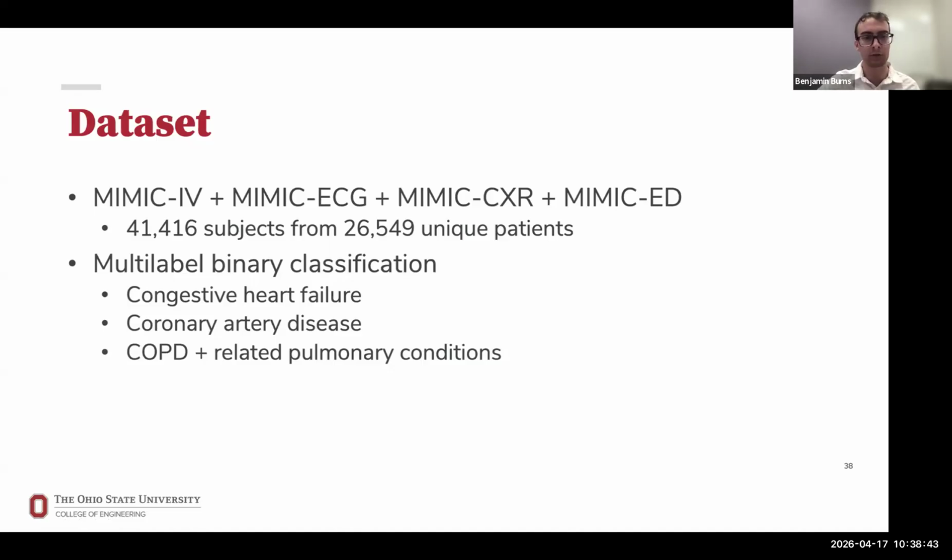And the task we are performing is multi-label binary classification, where each of these labels that we could be predicting are congestive heart failure, coronary artery disease, and COPD, along with related pulmonary conditions, kind of a lump category at the end here. And this is multi-label binary classification because a patient could have both of these diseases simultaneously. So it's not a one versus rest. It could be a patient has one, two, and not three.